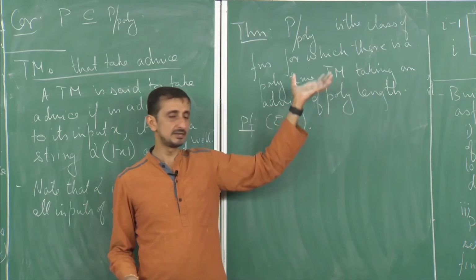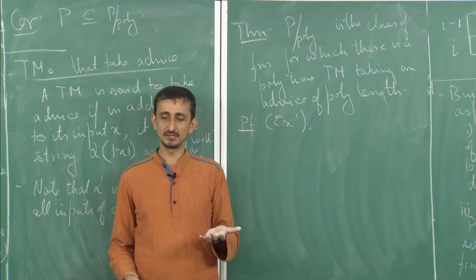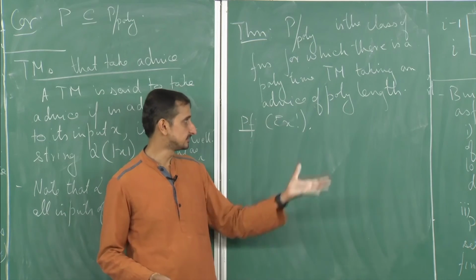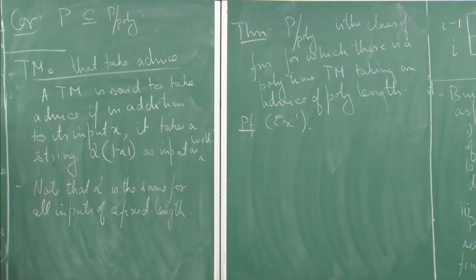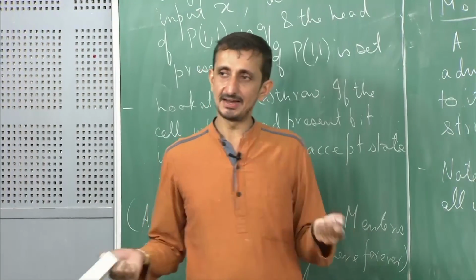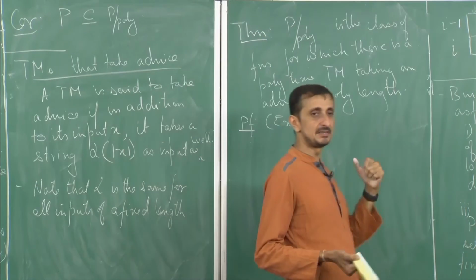And now this Turing machine with the circuit, we can just simulate the entire circuit, and that will be the output. That is one direction. The other direction is, suppose you are given a Turing machine which runs in polytime and also takes an advice string of polynomial length. How do you show it is in P/Poly?